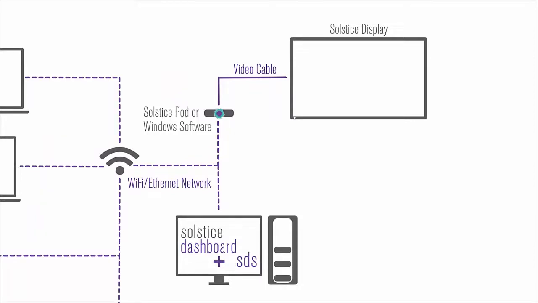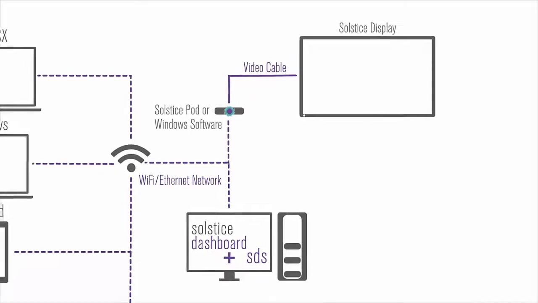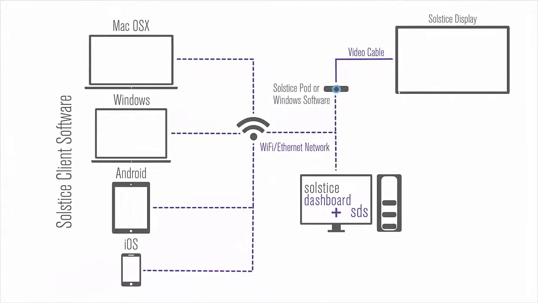This display will need to be connected via a video cable to a Solstice Pod or a Windows 7, 8, or 10 PC that is running the Solstice display software. The Pod or Windows PC is connected to the network. The Pod offers both wireless and wired network connectivity options. Let's move to the left side of the diagram.